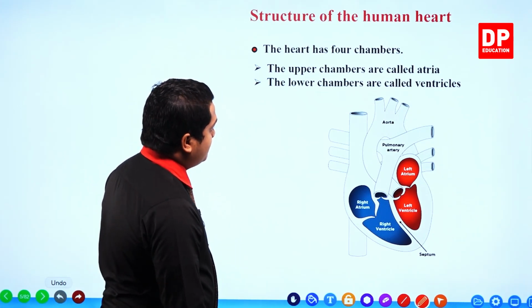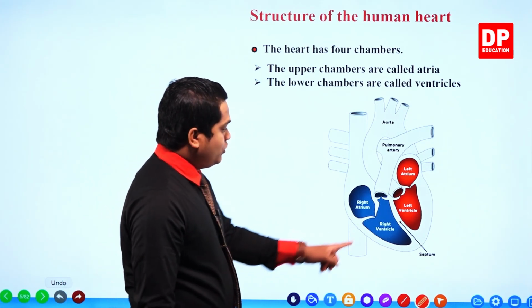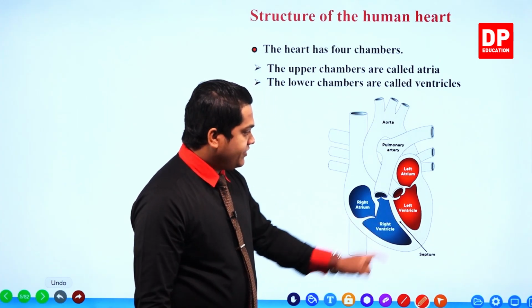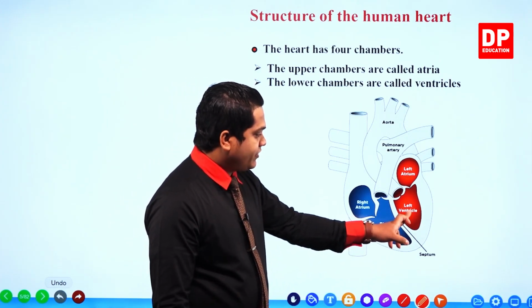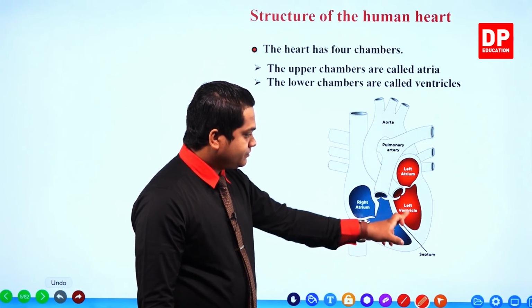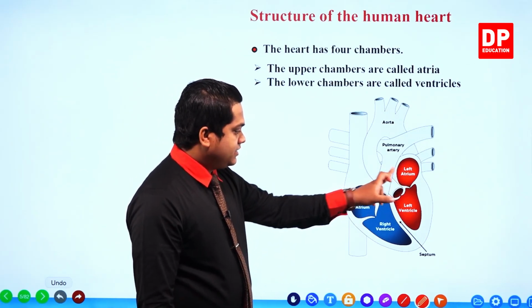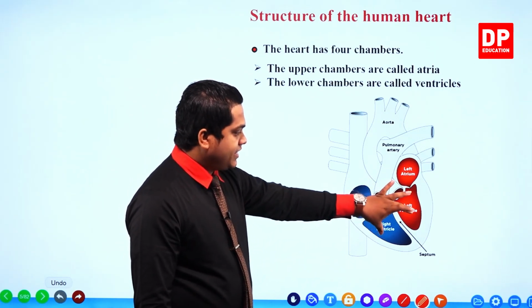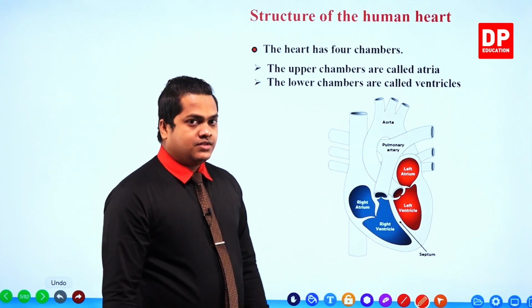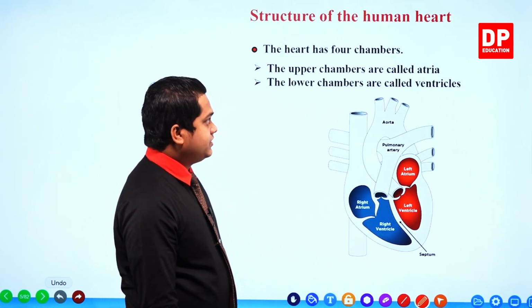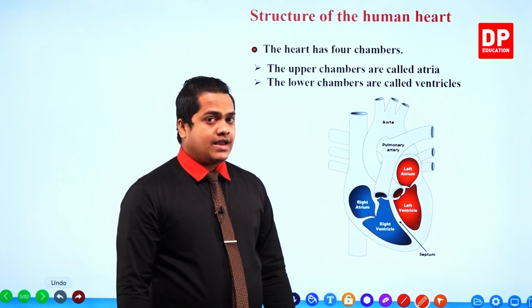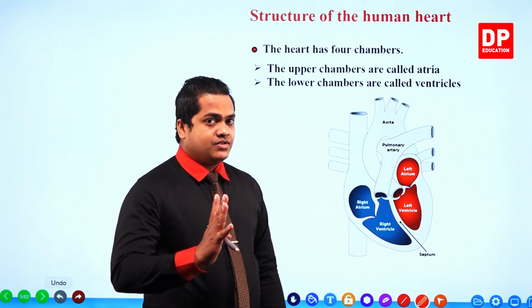Then the lower chambers are called ventricles. Here you can observe the ventricles: the left ventricle and the right ventricle, my dear children. So atria, the top parts, and the ventricles. Atria and ventricles. So our heart has 4 different chambers.